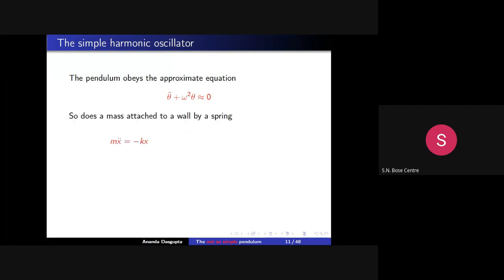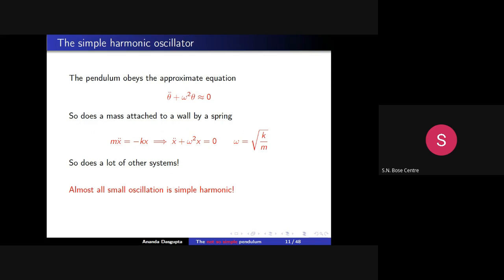In fact, if you have a mass attached to a wall by a spring, and that's where Hooke's law comes in, minus kx is the Hooke's law force, you again get the same kind of equation. The only difference is theta is replaced by x. And here omega, of course, is given by square root of k by m, and not root over g by L. Not only these two, many other systems obey this kind of equation.